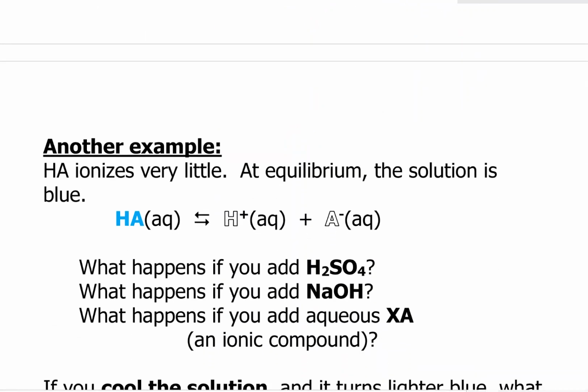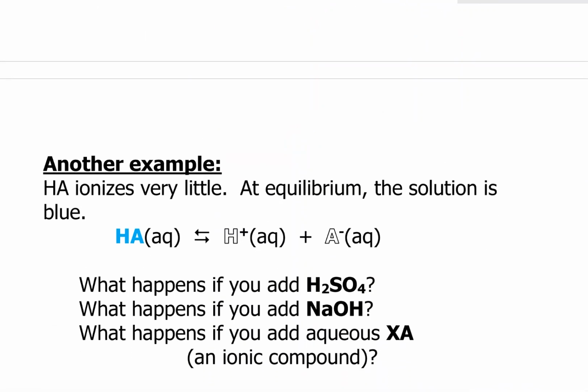Let's look at another example. Okay, HA is an acid. We use, of course, hydrogen in front because it's an acid. The A stands for anion, the negative ion that goes with it. Anyway, it ionizes very little. In other words, at equilibrium, most of this acid is in this molecular form with very few ions present. And so at equilibrium, the solution is blue. On this, I have it marked that HA is blue and these two are colorless. So even when it's at equilibrium, it's mostly blue and there's just a few of those floating around.